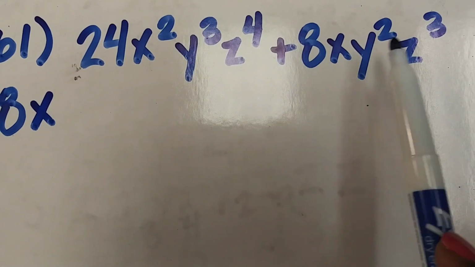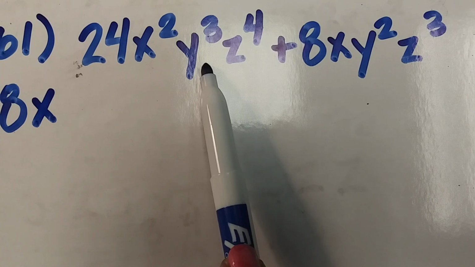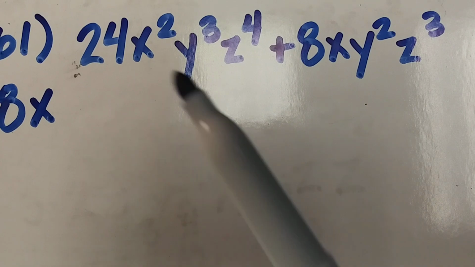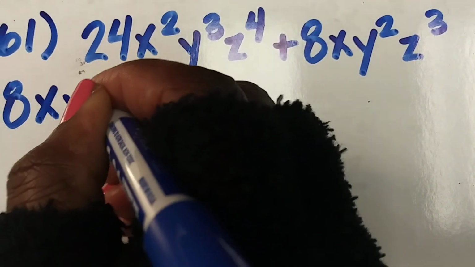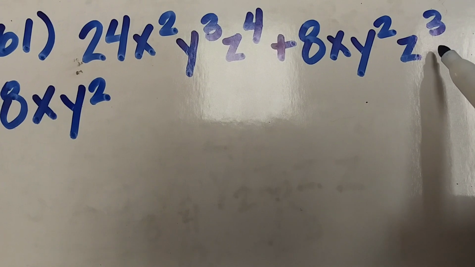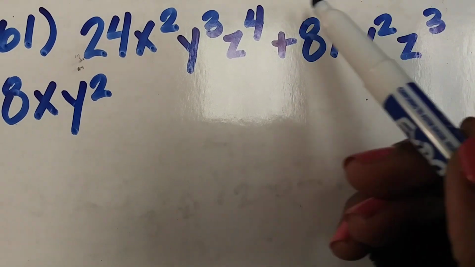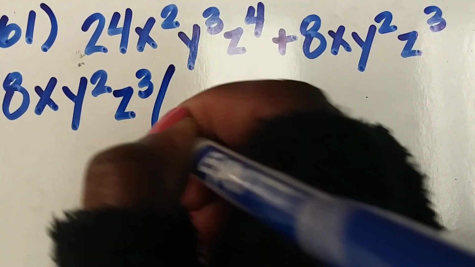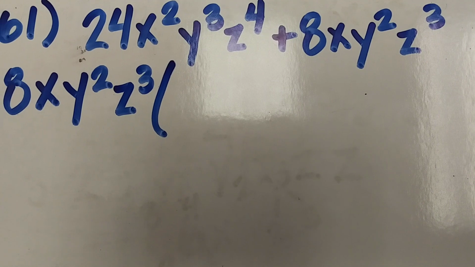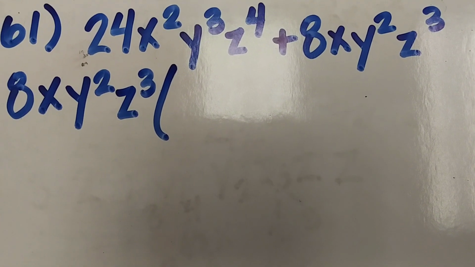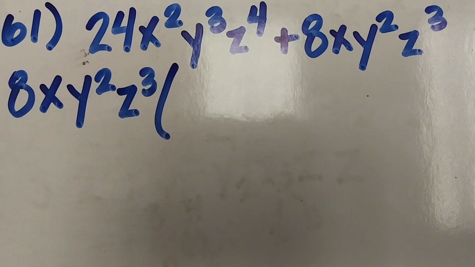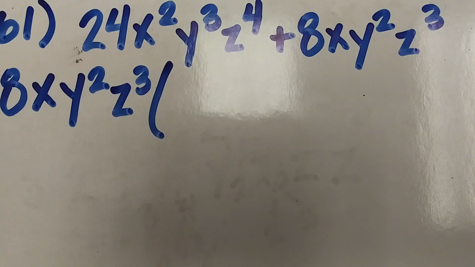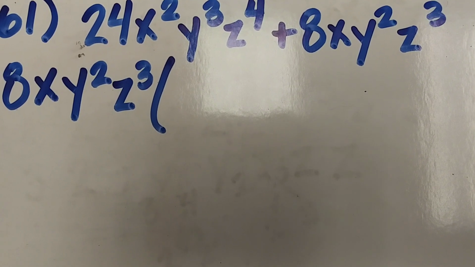Look at your y's. I have 2 here and I have 3 there. I have to go through 2 to get to 3. So the common factor is y squared. On the z's, I have 3 here and 4 there. I have to go through 3 to get to 4. So the common factor is z to the third. If you don't understand that, you want to factor out the variable with the smaller exponent. That would be the GCF. The variable with the smaller exponent will be the GCF.